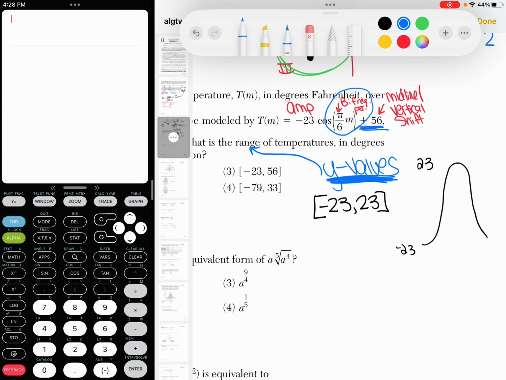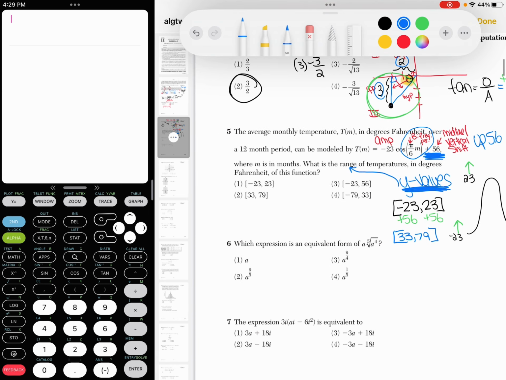But then it shifts. This plus 56 tells me to move up 56. Now, if I'm moving this whole graph up, this number is going to go up, and so is this number. So I'm going to add 56 to both of these to come up with my new and final range. When I add 56, it is going to get me 33 and 79, which is going to be choice 2.